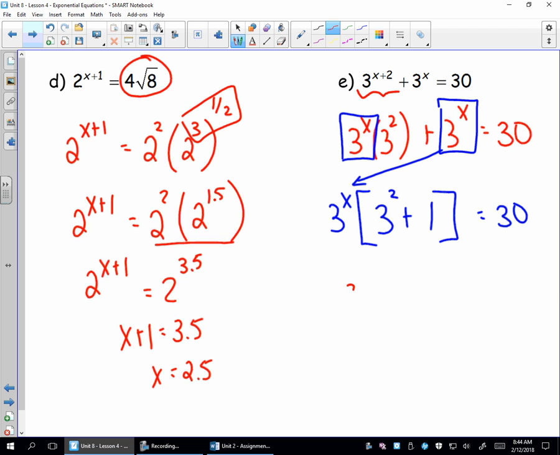Well, let's see what happens when I do the stuff in the brackets. 3 squared plus 1 makes 10. I can divide both sides by 10, and I'll get 3 to the x equals, hey, that's like that, right? x is 1.